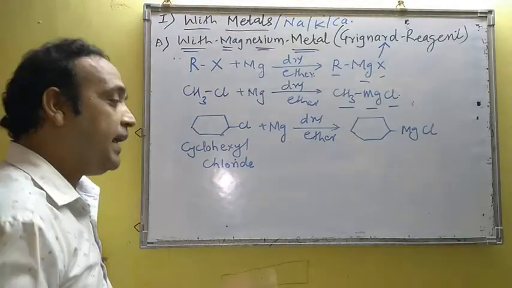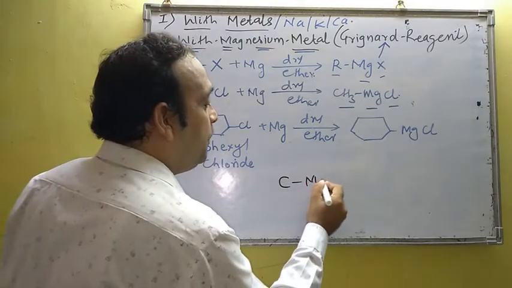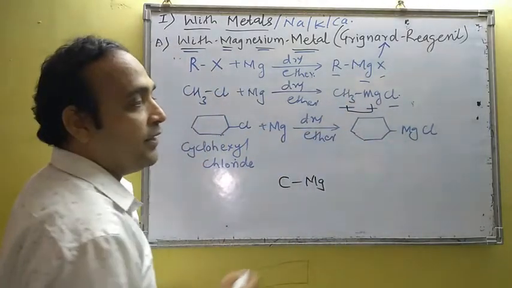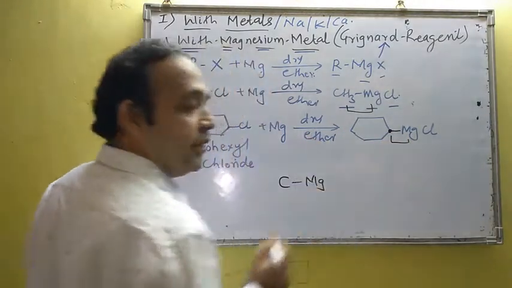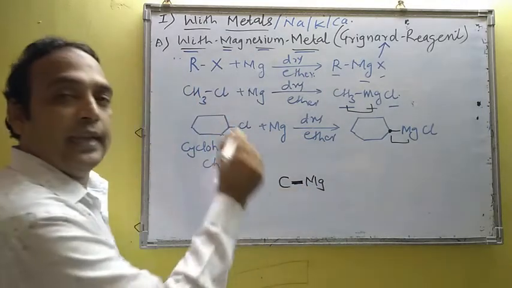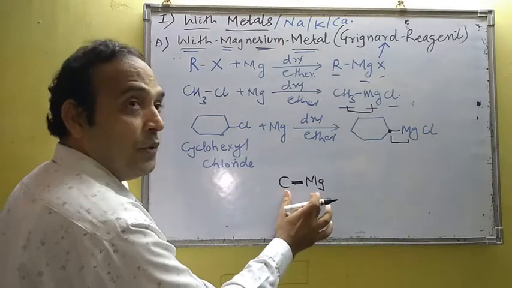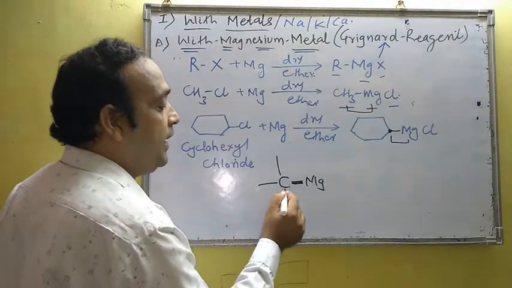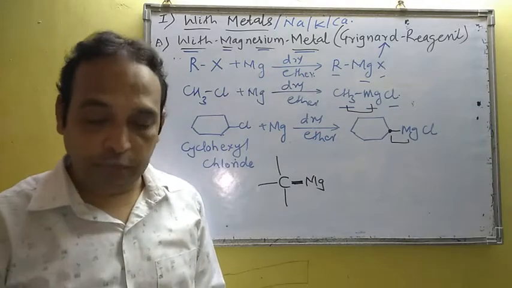Now student, in case of Grignard reagent, here the carbon is bonded to metal, and which metal? Magnesium. See here, carbon is bonded to magnesium metal. Here this carbon is bonded to magnesium metal. So the bond between carbon and metal, this is called as organometallic compound. A compound in which carbon is directly bonded to metal, and these compounds are called as organometallic compound. Now, in case of Grignard reagent, two questions are possible.